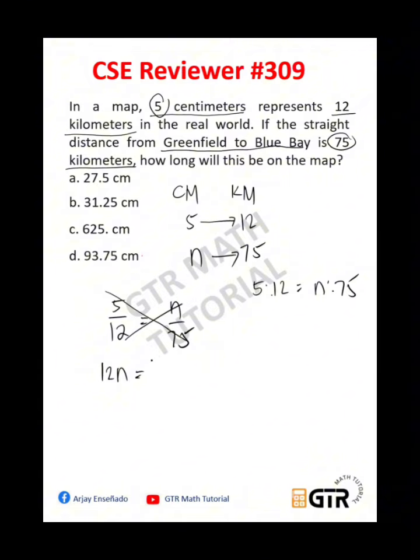So 5 times 75, let's multiply this. There's no way to lowest term this. So just multiply 75 times 5. We have 5 times 5, 25. 5 times 7 is 35 plus 2, so we have 37. So we have 375. And then divide both sides by 12. So therefore, the value of n is 375 divided by 12.